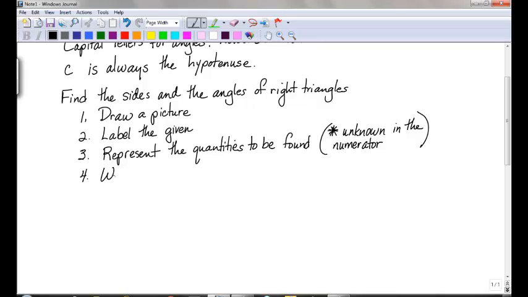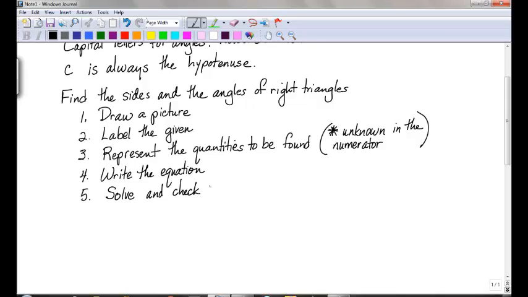The fourth step, write the equation, and that's using your definitions, like sine is opposite over hypotenuse. And if you need to write out the opposite over hypotenuse, go ahead. If you're past that stage and you're okay to do it without writing out the words, that's fine. Fifth, solve and check.